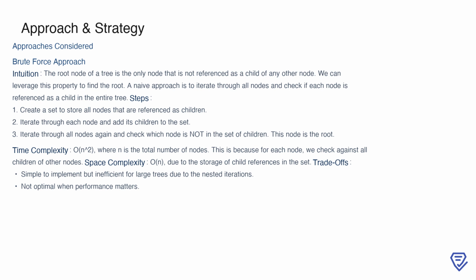While this approach is simple and straightforward, it has significant limitations. The time complexity is O(n squared), because for every node we have to compare it with all the children in the tree, which results in nested iterations. This makes it inefficient for large trees. Additionally, it requires O(n) space to store the child references. So, while it's easy to implement, it's not practical for scenarios where performance is critical.